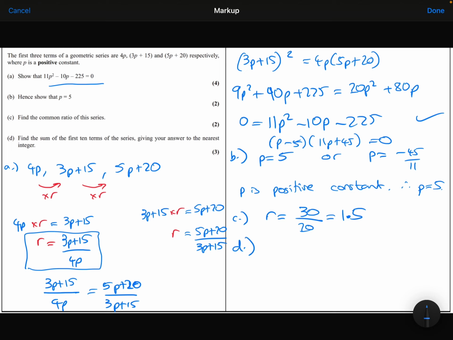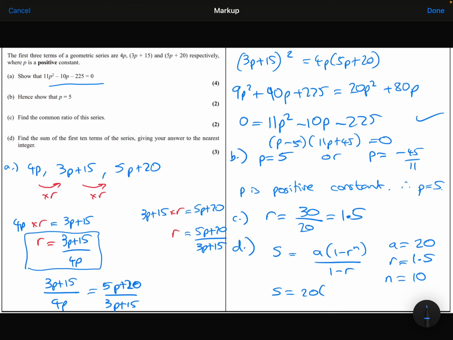And then part D, find the sum of the first 10 terms of this series, giving your answer to the nearest integer. The sum formula is a times 1 minus r to the power n over 1 minus r. My a, the first term in the sequence, well, it was 4p, and given that p is 5, my first term will be 4 times 5, so 20. The common ratio we've just worked out, and n is 10 for the first 10 terms in the series.